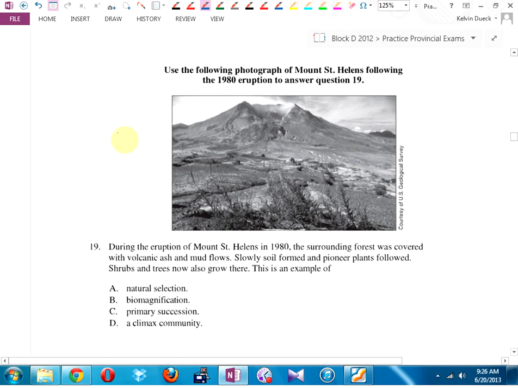Mount St. Helens. We were lucky. We had a volcano erupt in our backyard. Great for science, not so good for the people that live there. During the eruption of Mount St. Helens in 1980, the surrounding forest was covered in volcanic ash and mud flows. Slowly, soil formed and pioneer plants followed. Shrub and trees now grow there. This is an example of? Primary succession? Not a climax community, because that would mean you'd have huge trees, you'd have animals. No, it's still recovering, but it's recovered far faster than we thought. This has really changed our opinion of how fast ecologies can recover from disasters. Thankfully, the Earth is a little stronger than we thought.